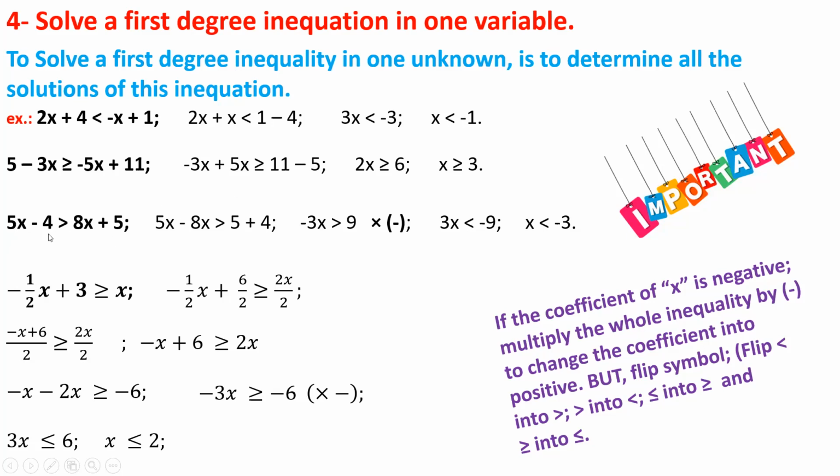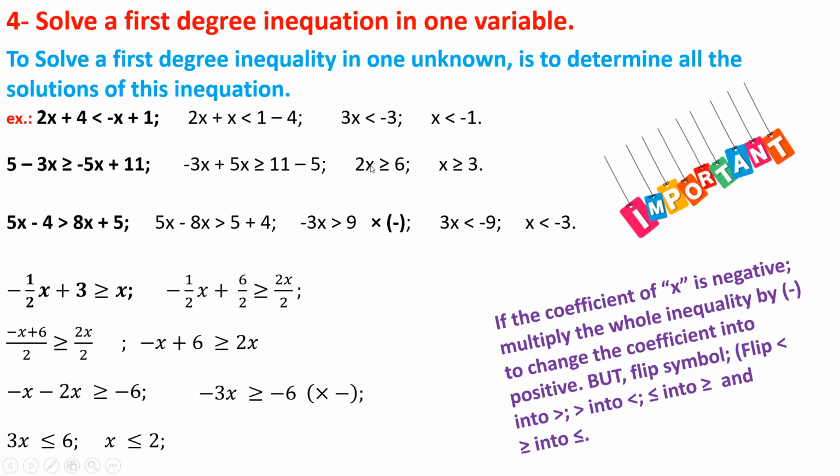5x minus 4 greater than 8x plus 5. 5x minus 8x greater than 5 plus 4. 5x minus 8x is minus 3x greater than 5 plus 4 is 9. Now I look at the coefficient of x. I can see that the coefficient of x is negative.